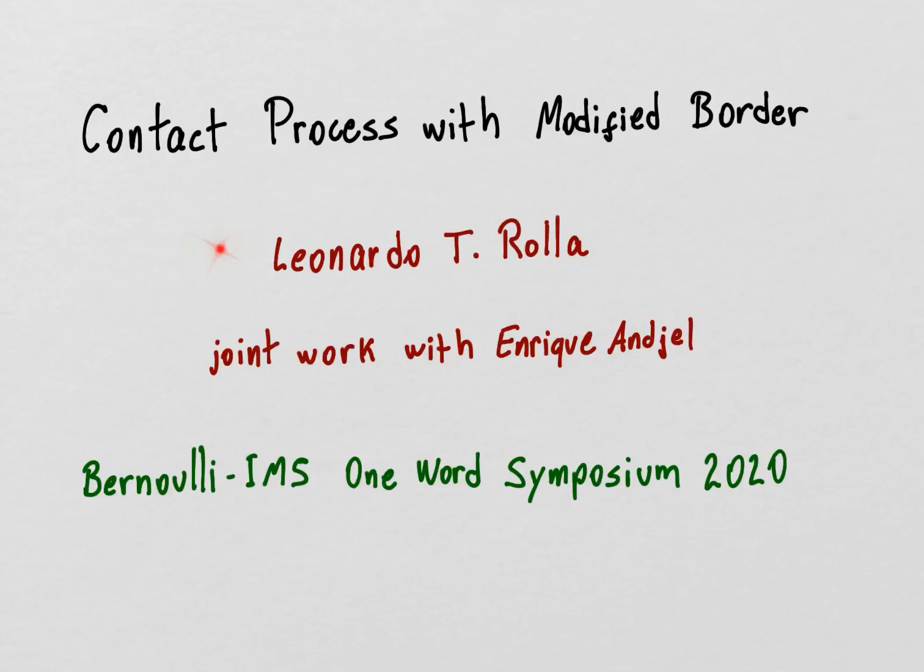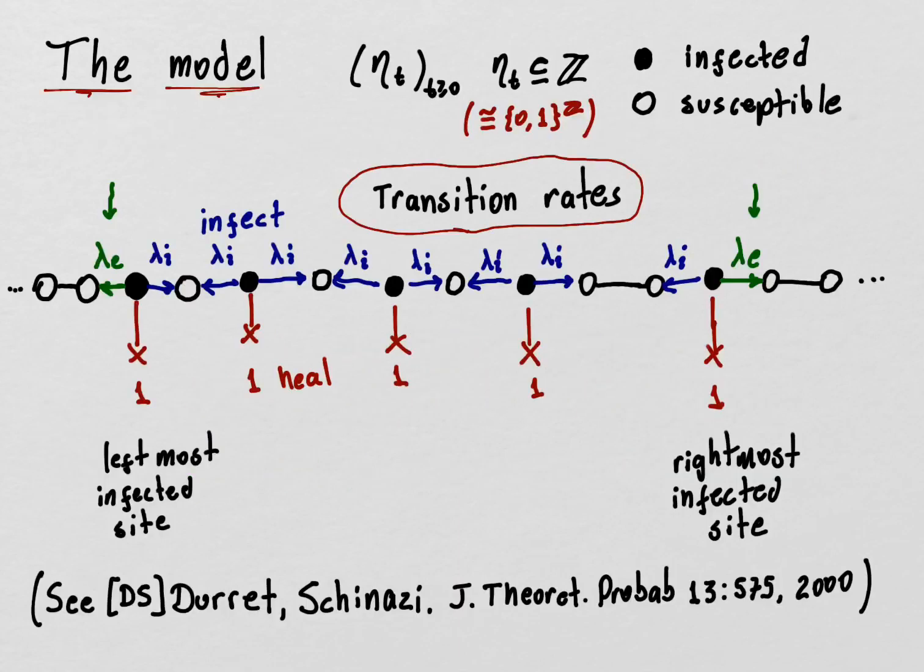I'm Leonardo Rolla. I'll talk about the contact process with modified border. This is a joint work with Enrique Angeli. The model we consider is a modification of the standard contact process in one dimension on the integer line.